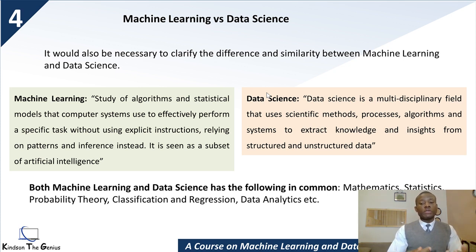And also both of them have to do with mathematics. But while data science has to do with theories, machine learning has to do with practice. So think of it as science and engineering. Data science is the science of machine learning, and machine learning is the engineering of machine learning. Think of it that way.